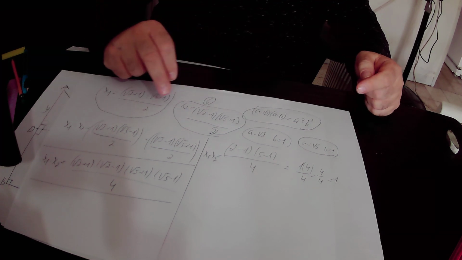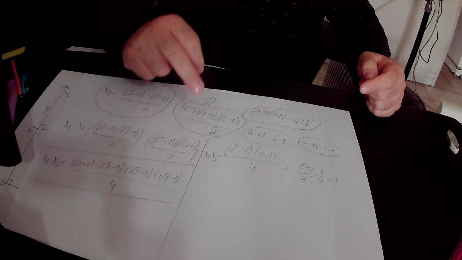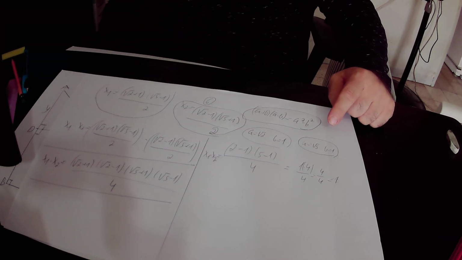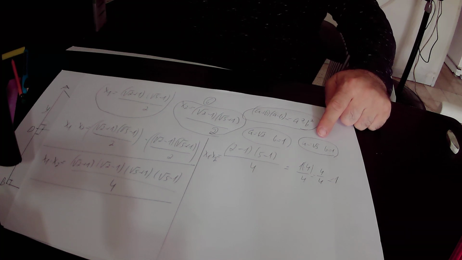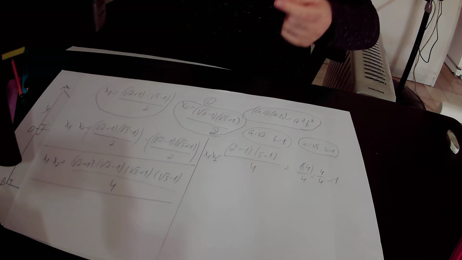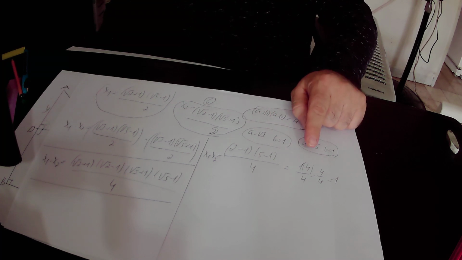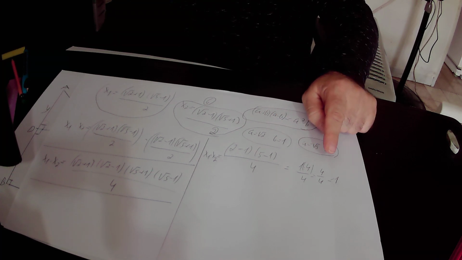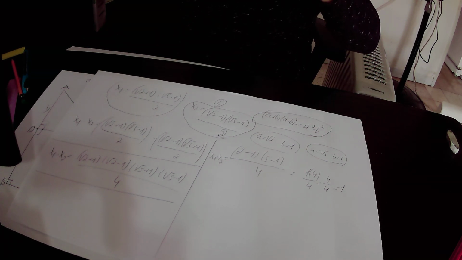And then the expression square root of 5 plus 1 times square root of 5 minus 1 will be equal to, here we know that a equals square root of 5, b equals 1. So a squared is square root of 5 squared, that is 5, and b squared is 1 squared, which is 1, so it is 5 minus 1. So x1 times x2 equals 2 minus 1, that is 1, times 5 minus 1, that is 4, over 4. 1 times 4 is 4. 4 over 4 is 1. So we found out that x1 times x2 equals 1.